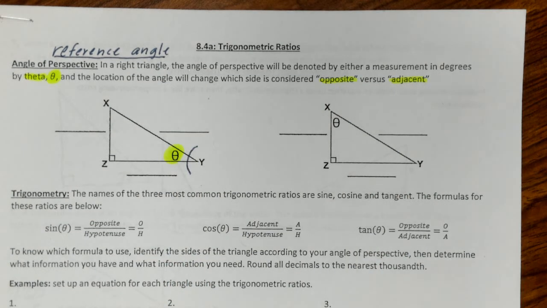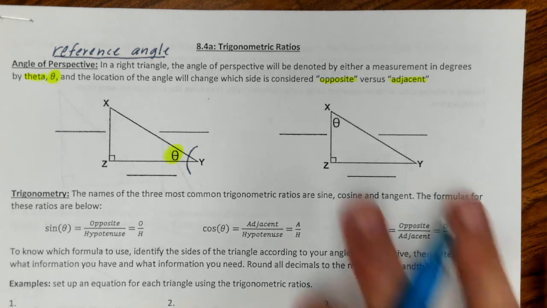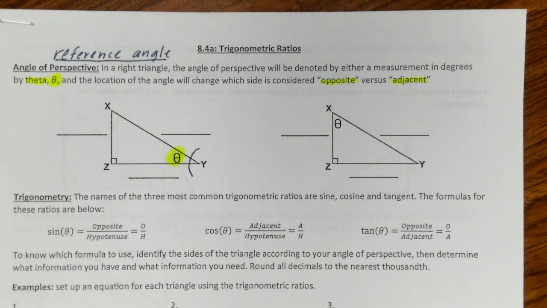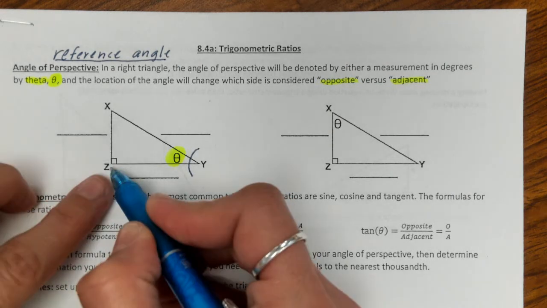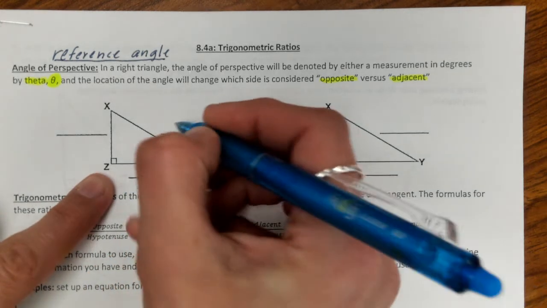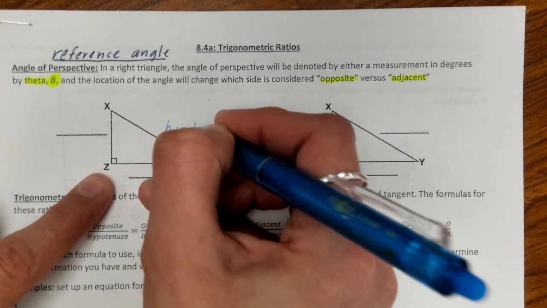And so another thing that's going to happen is your hypotenuse is never going to change. Your opposite and adjacent sides will change, but your hypotenuse never changes ever in the history of right triangles. Your hypotenuse is always located across from a 90-degree angle. So here's your hypotenuse.